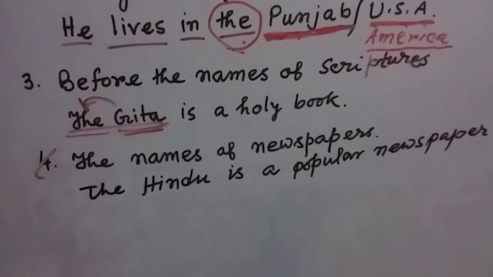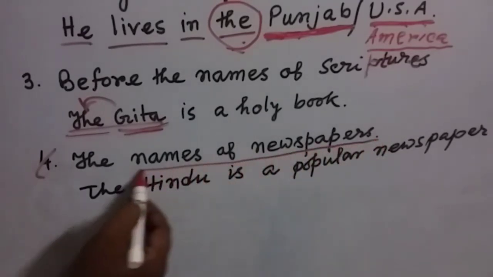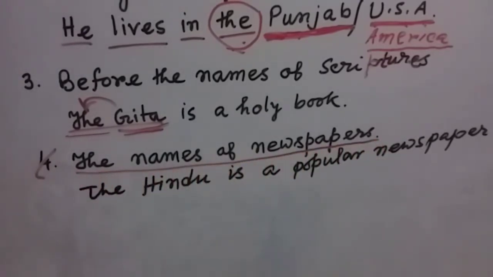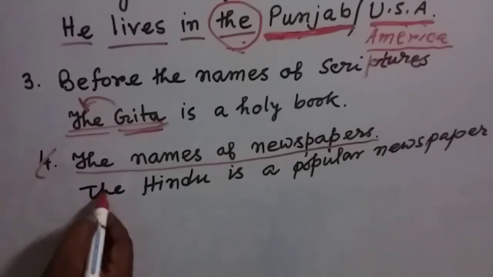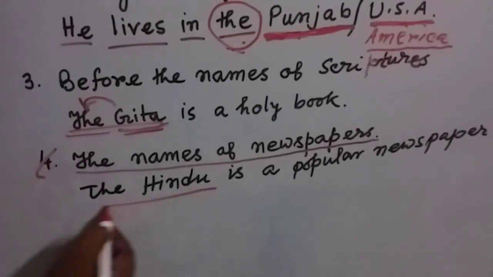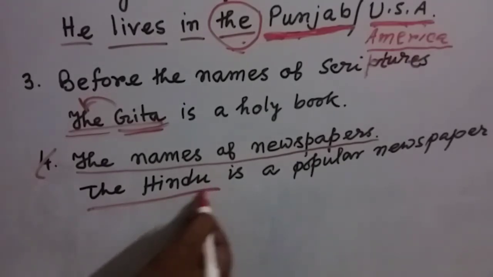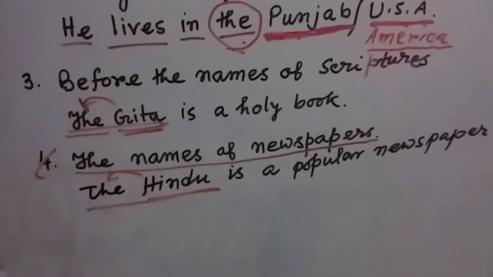Next, look at the fourth one, the names of newspapers. My dear friends, it's very important. The names of the newspaper. Before the names of the newspaper, obviously we have to use the term the. And we have done the same thing here. The Hindu. Hindu is a newspaper. And before the name of this newspaper, we have used the.